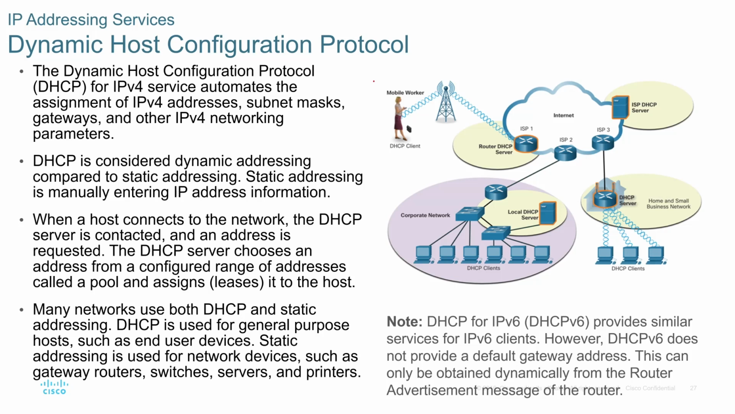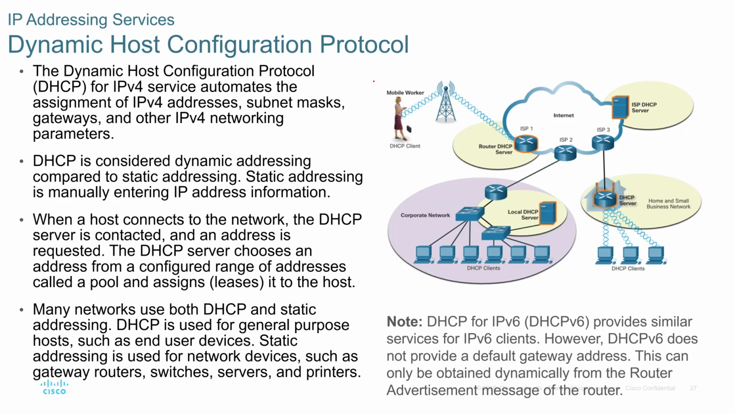DHCP is the most popular protocol to assign an address or lease an address to an end device. Many devices do not use DHCP, such as printers or servers, because those IP addresses must be static. Otherwise, you would not know where to go to reach the server or the printer.